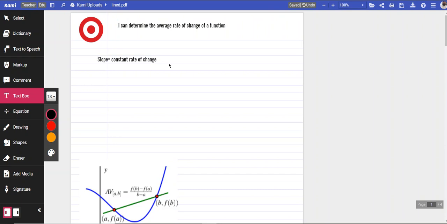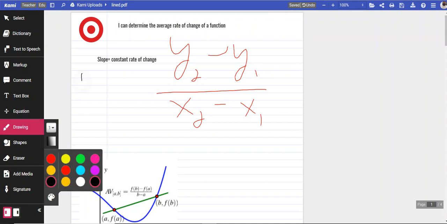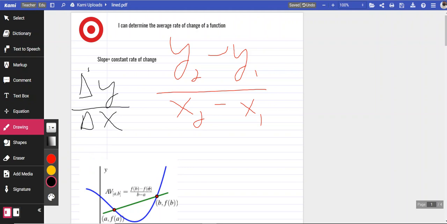Now, what did you see that as? You saw it as a formula. The formula that you probably saw was y2 minus y1 all over x2 minus x1. And then some people might have done delta y over delta x. Now, why would you do that? Delta means change, or the difference. So either one of these means the exact same thing. So a constant rate of change is slope.